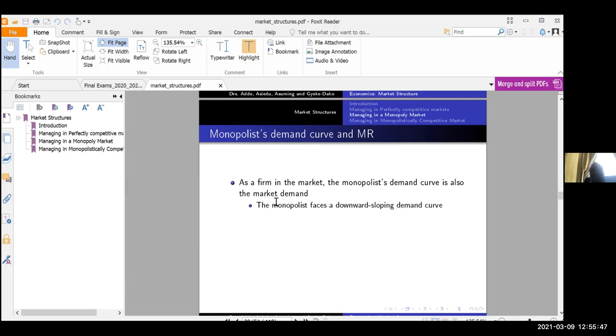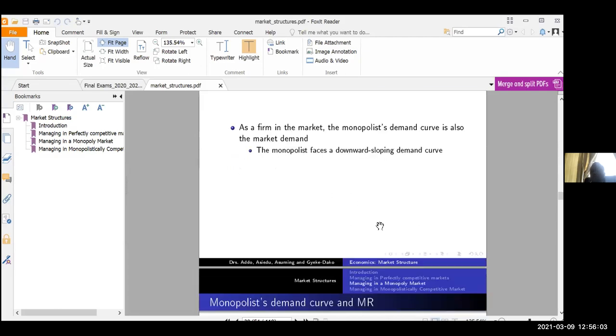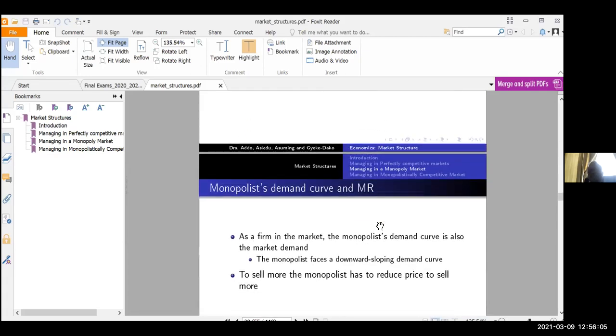So we are saying that the monopolist faces a downward sloping demand curve. It's not fixed. The monopolist can increase the price or reduce the price, as with changes in quantity demanded, and the monopolist can control that. In a competitive market, you cannot.